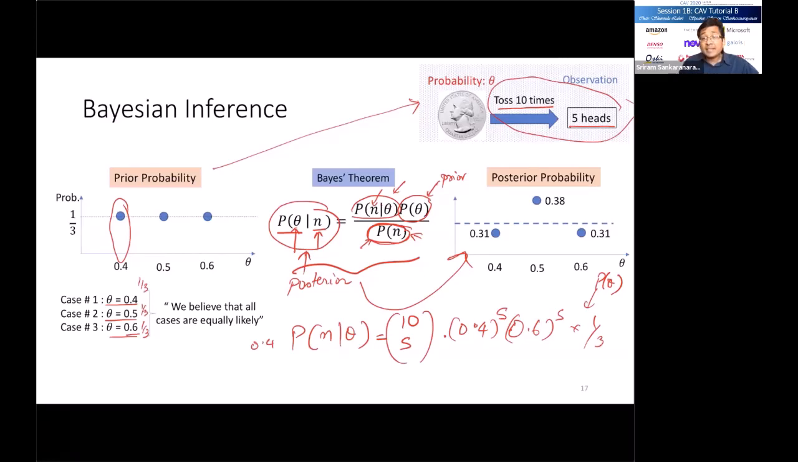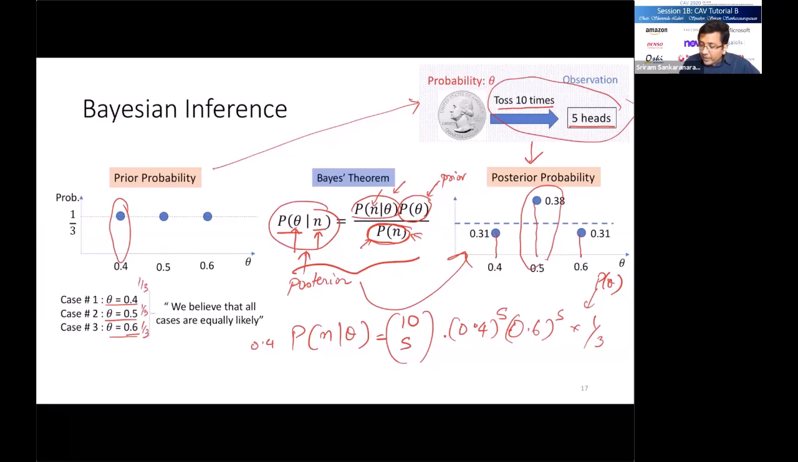When the dust has settled and my calculations have settled, I find that the probability of 0.4 and 0.6 in the posterior is 0.31, whereas the probability of having half has gone up to 0.38. So essentially the prior has met the data, and after you have conditioned the prior on the data, you now have a posterior where one of the probabilities has gone up and the other 2 probabilities have come down. This is very, very important.